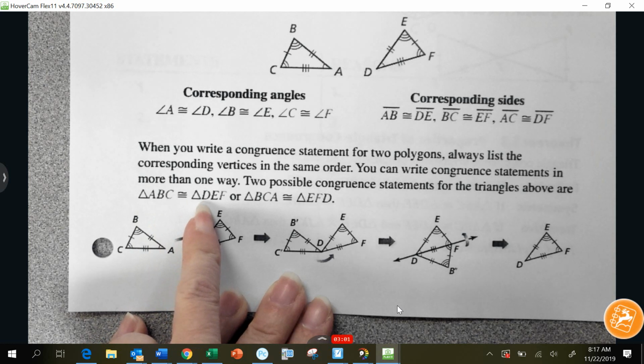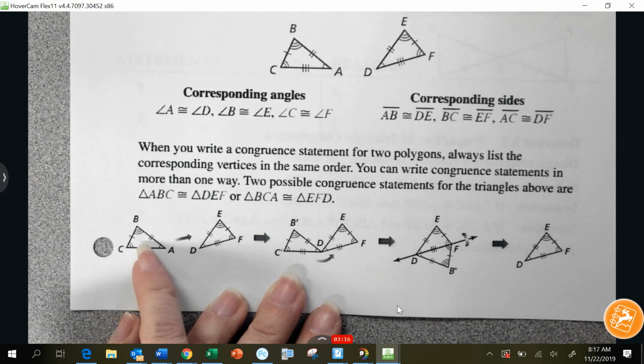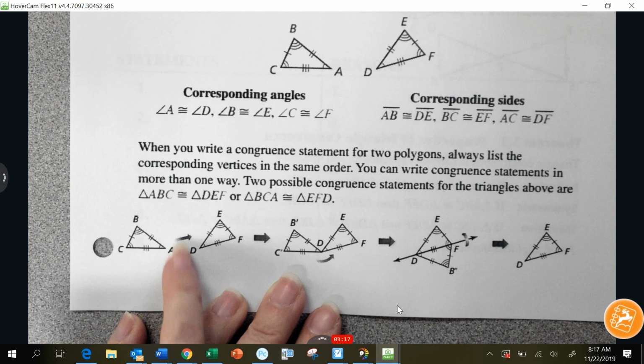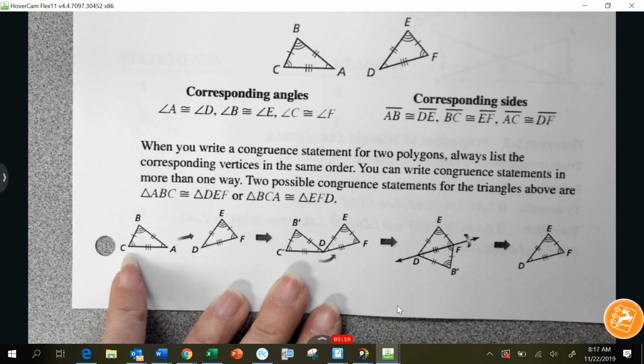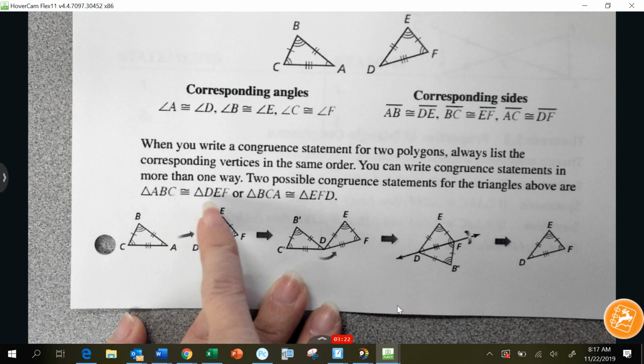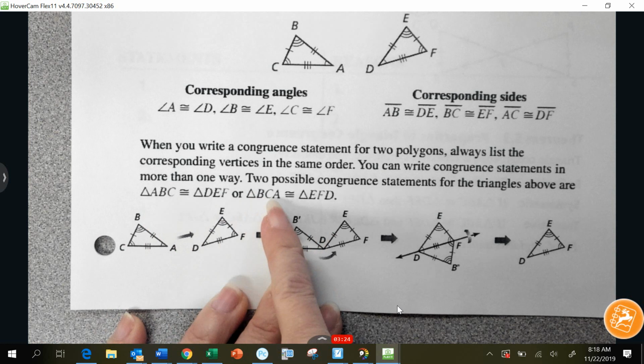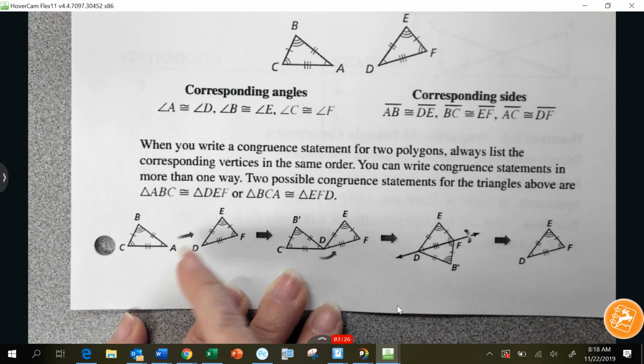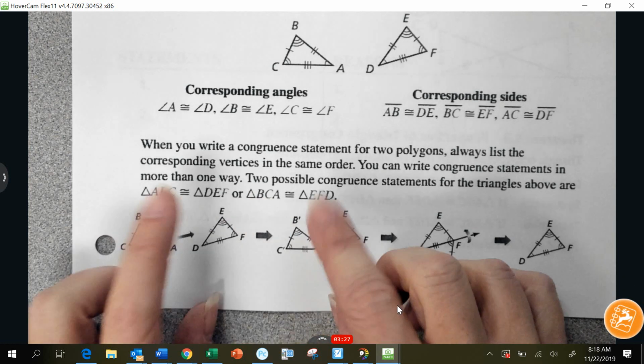Some of you didn't quite pay attention to that on the quiz that I graded and handed back. I haven't graded the test yet, but on that quiz I remember people not paying attention to going in the same order. Over here, if A corresponds to D, A is in the third spot and D is in the third spot. The ones that correspond to each other need to be in the same locations here.